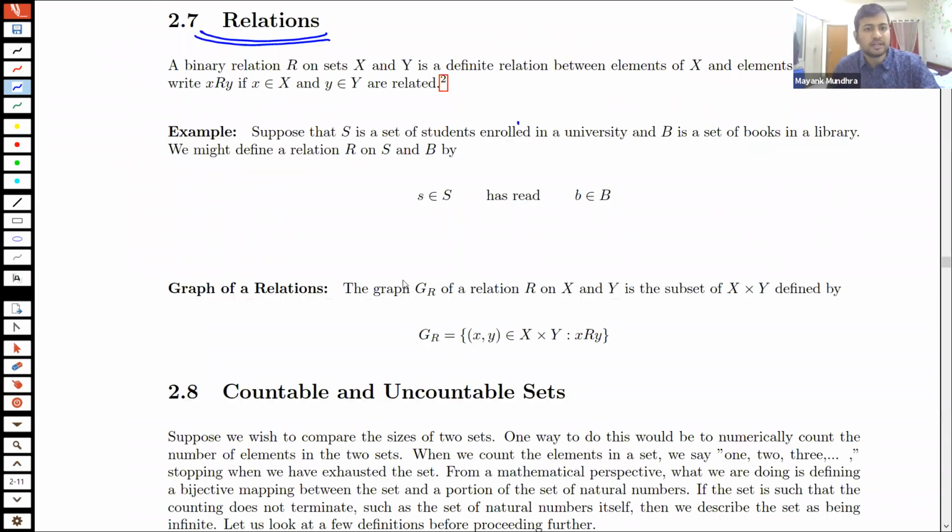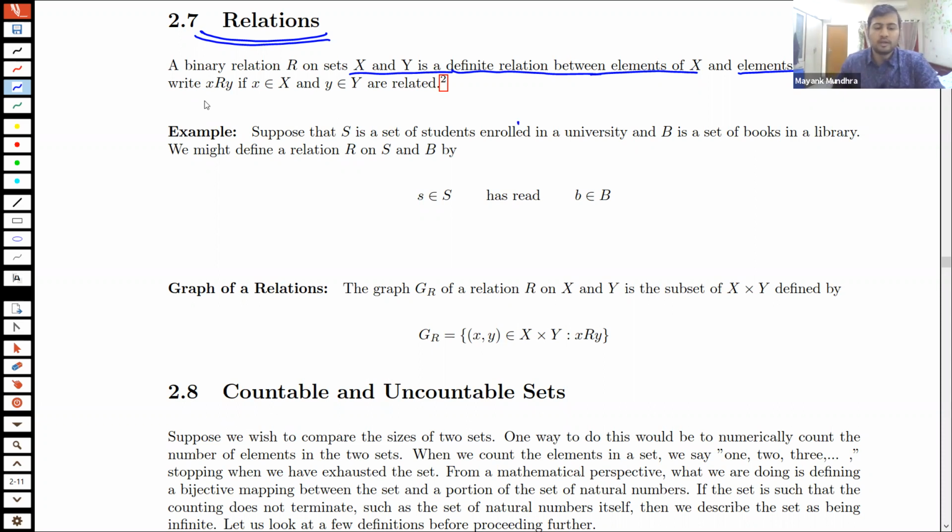Okay, so what are binary relations? A binary relation on sets X and Y is a definite relation between elements of X and elements of Y. Okay, so there's some sort of a relationship between elements of X and elements of Y, which we call binary relations. So binary relations basically take two elements and check if this relationship is true or not.